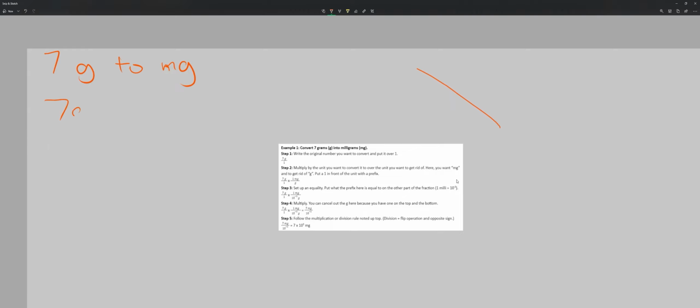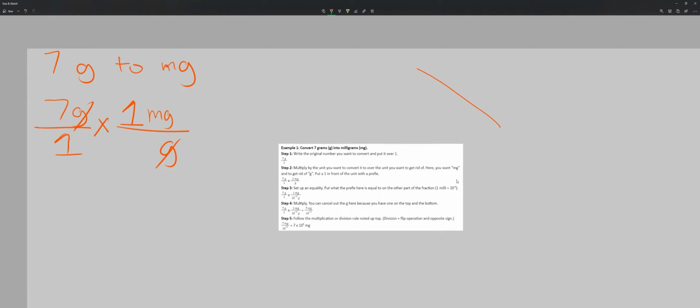Right, you're gonna write out your original number, which is 7 g. You're gonna have it over 1. You're gonna divide it by 1, and then you're gonna multiply by the unit you want to convert into, which is mg. So we're gonna put that on the top, and we're going to put the unit we want to get rid of on the bottom, right? We want to get rid of this g. We want to get to mg. So these g's cancel out because one is on the top and the other is on the bottom.